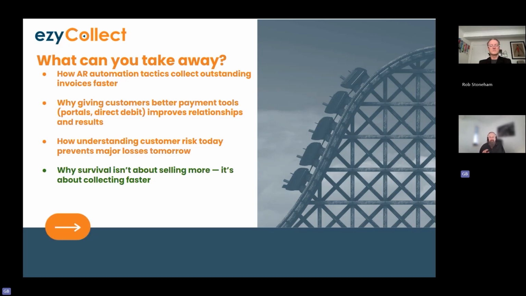So if you take one thing out of this, it's you cannot sell your way out of 30, 60, 90, 120 days overdue, or $500,000 sitting in outstanding debt that should be in your bank. So they're the little takeaways today. I'm more than happy to take any questions.